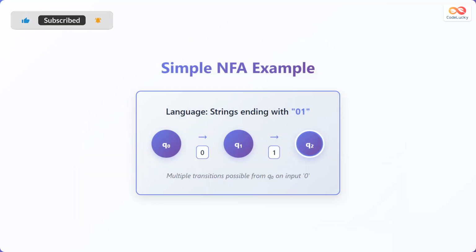Let's consider a simple NFA example. Suppose we want to design an NFA that accepts strings ending with the sequence 0, 1. We can create an NFA with 3 states: Q subscript 0, Q subscript 1, and Q subscript 2. From Q subscript 0, upon receiving input 0, the NFA transitions to Q subscript 1. From Q subscript 1, upon receiving input 1, the NFA transitions to Q subscript 2, which is the final state. Note that multiple transitions are possible from Q subscript 0 on input 0.